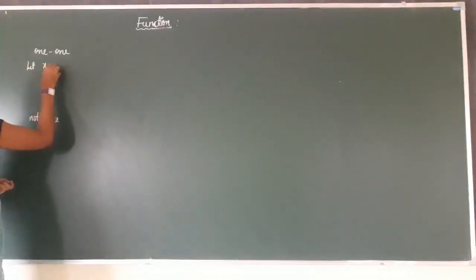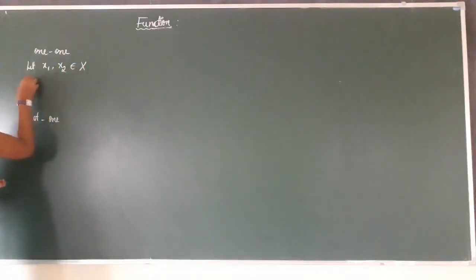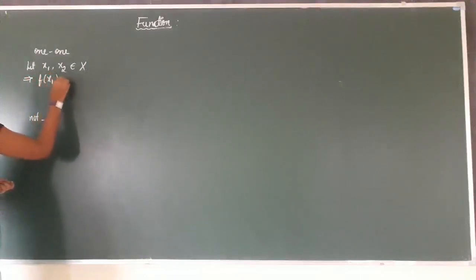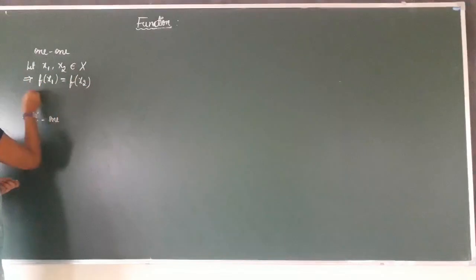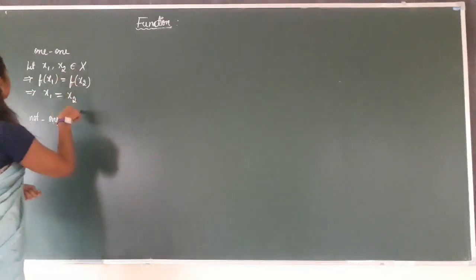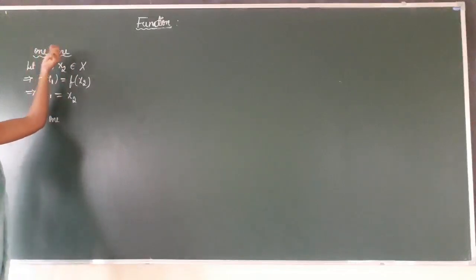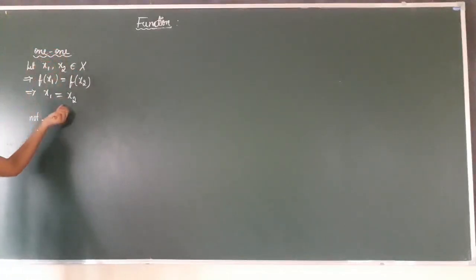purpose. Okay, so that is one-one, not one-one. What is one-one? Let elements x1, x2 belong to the set X. If f of x1 is equal to f of x2, this implies that x1 is equal to x2. For proving that a function is one-one, we do like this.